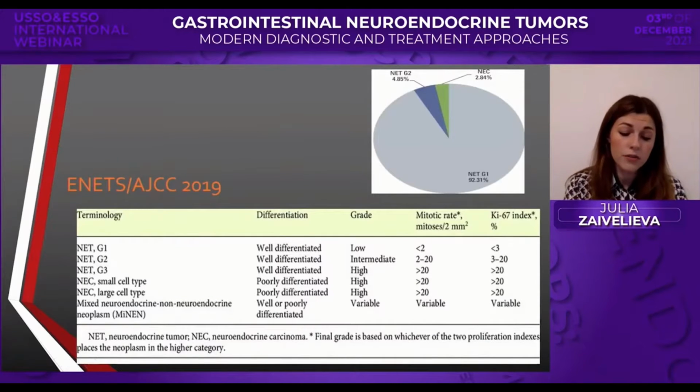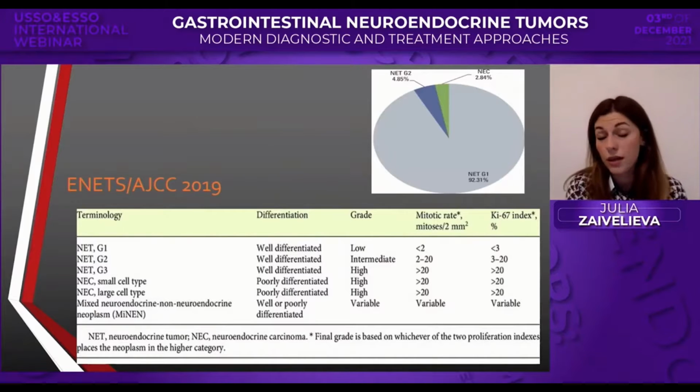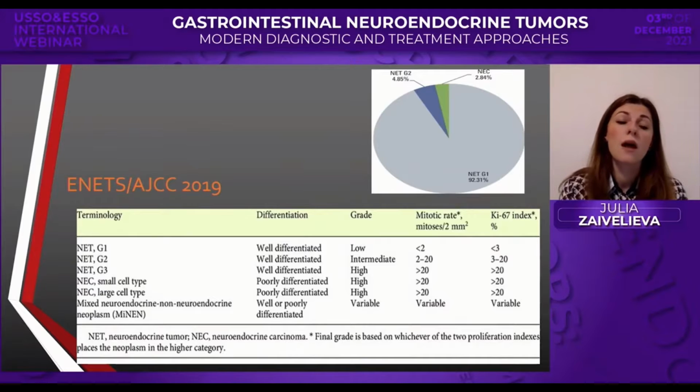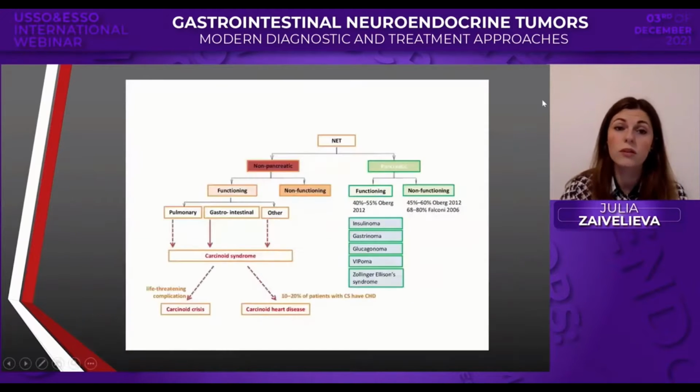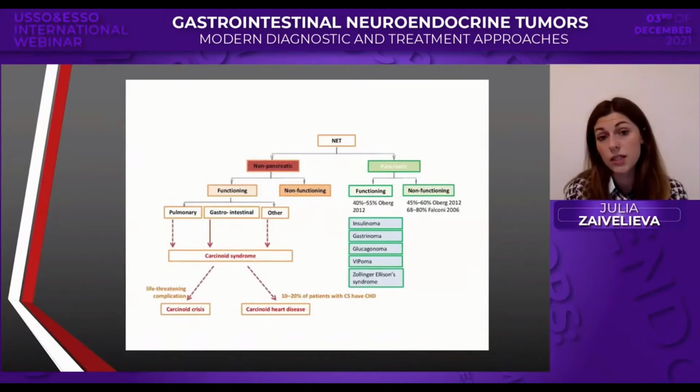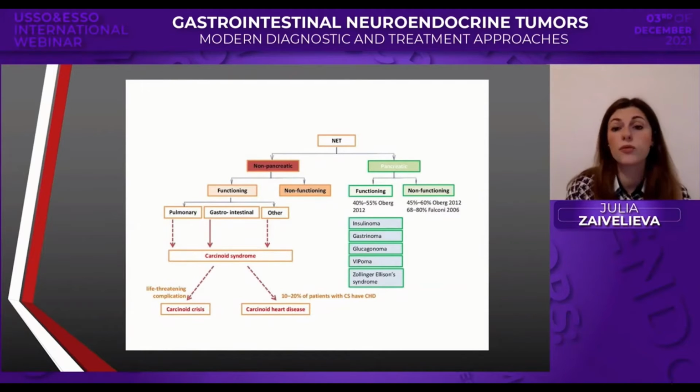Two years ago, the European Neuroendocrine Tumor Society with the American Joint Committee on Cancer presented new classifications. The new classification of NETs regards differentiation, grade, mitotic rate, and Ki-67. It's also very important for proper treatment. Also, in gastroenteropancreatic NETs, we have non-pancreatic and pancreatic, and between these, we have functioning NETs with symptoms or non-functioning silent NETs.